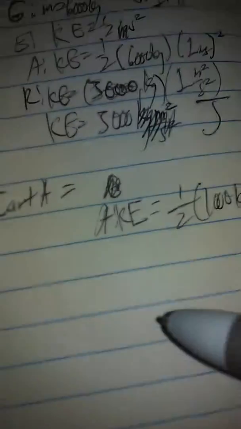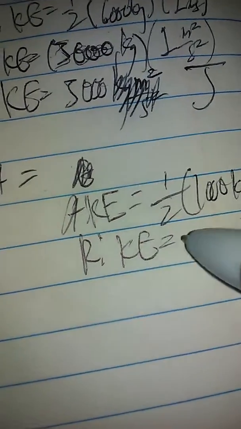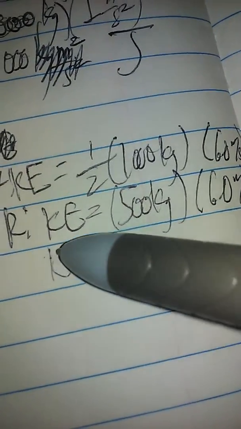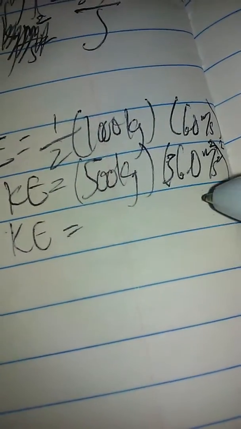KE equals half m. The mass for cart A is 1,000 kilograms, velocity 6 meters per second. Half of 1,000 is 500 kg times 6, oh, squared. This is squared. So this is 36, because 6 times 6 is 36. And as I did over here with the units, it turns out to be meters squared per second squared. So 36 times 500 is, let me do it on the calculator.